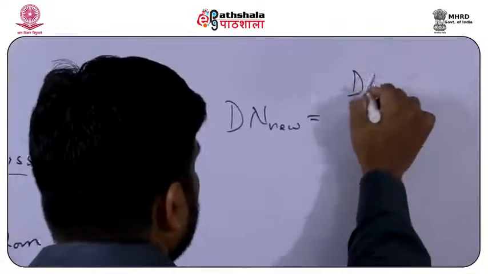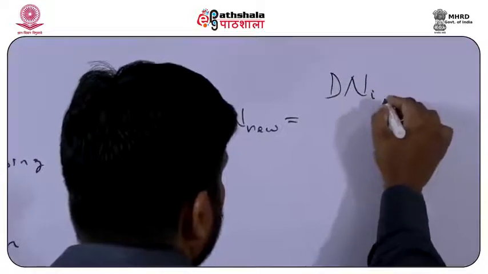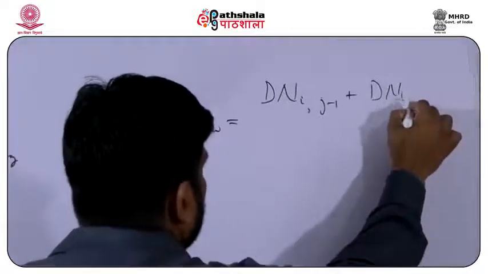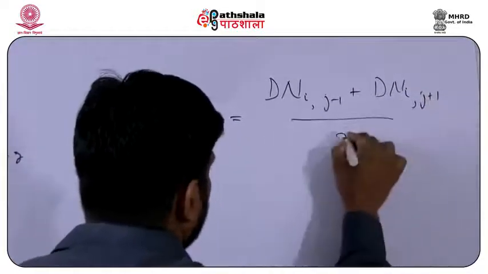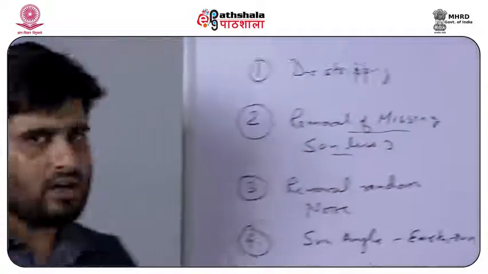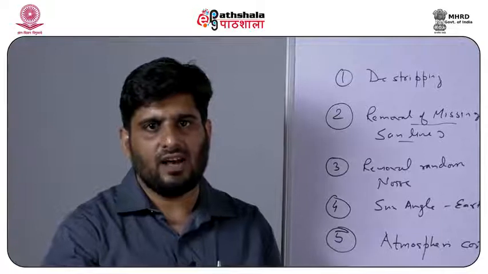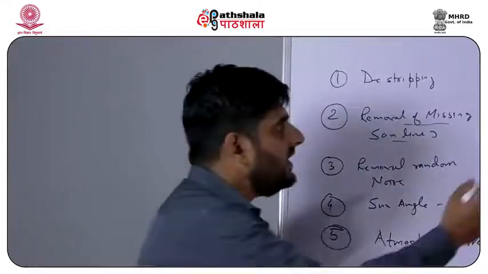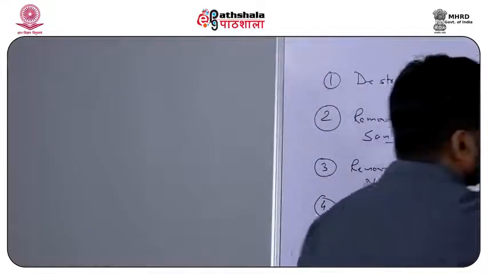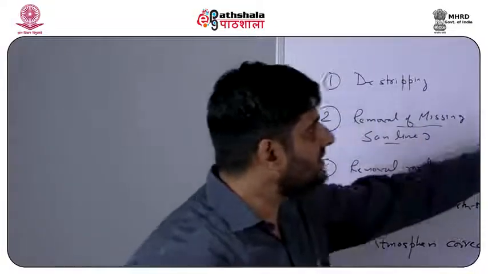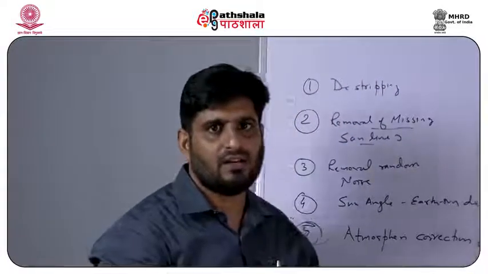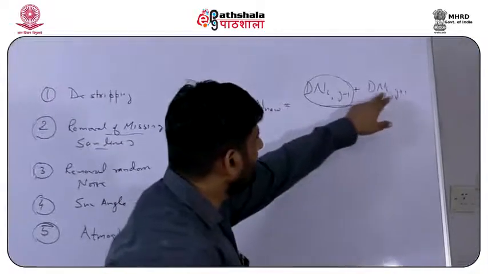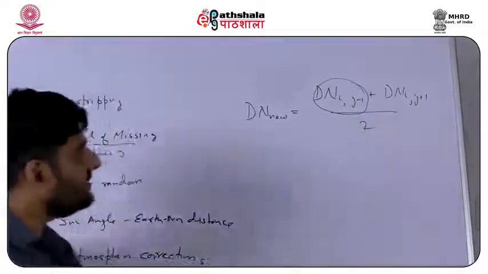For example, the DN new can be found by DN i,j minus 1 plus DN i,j plus 1, divided by 2. Now, this is a very simple algorithm where we have averaged the pixel values of the two pixels in the adjacent lines of the missing line. DN i,j minus 1 may be the previous line, the pixel value corresponding to the pixel for which we are computing the new value of the brightness, and DN i,j plus 1 may be the pixel value for the pixel which occurs in the succeeding line.